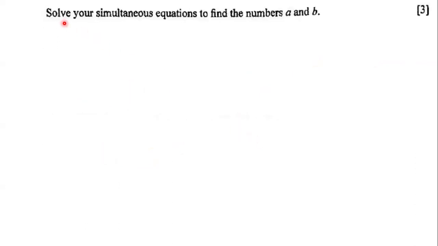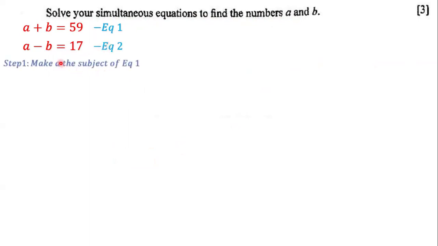Next, it states solve your simultaneous equations to find the numbers A and B. And so we have A plus B is equal to 59, and we have A minus B is equal to 17. We're gonna label this equation 1 and label this equation 2. And notice that the first step that we're gonna do is we're gonna make A the subject of equation 1.